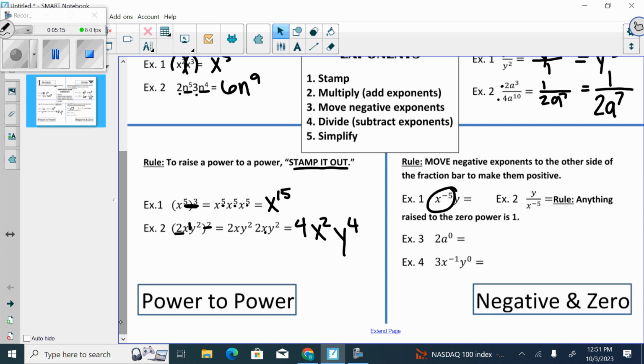Okay, and then we also said anything raised to the 0 power is always what? 1. So I have a to the 0 power. What is a to the 0 power? 1. And what number was in front of it? 2. So I really have 2 times 1, which is 2. There's not one.